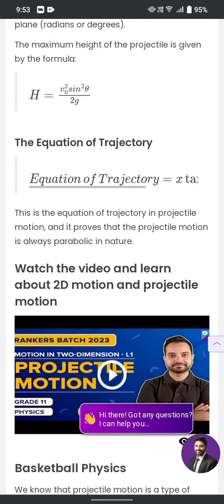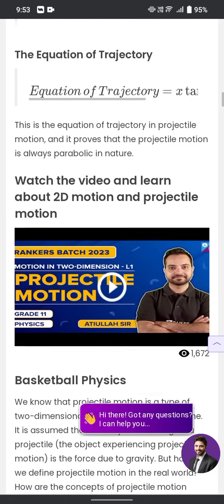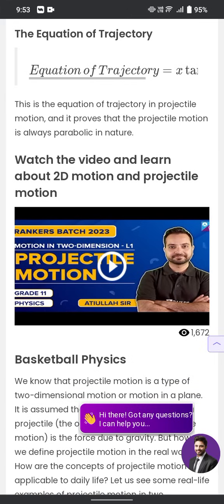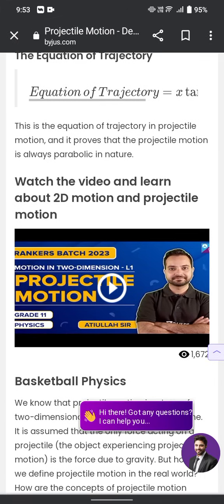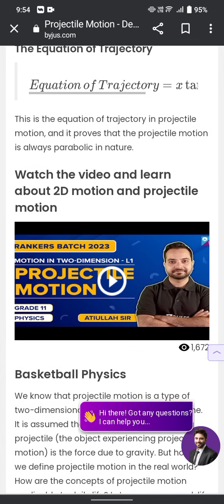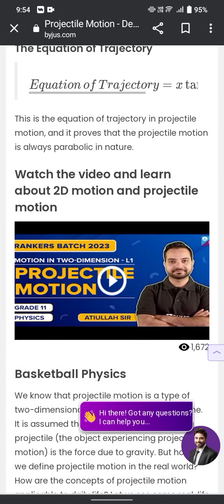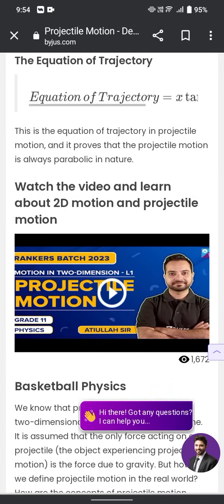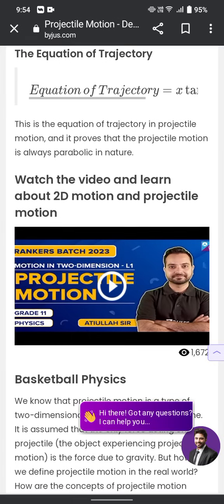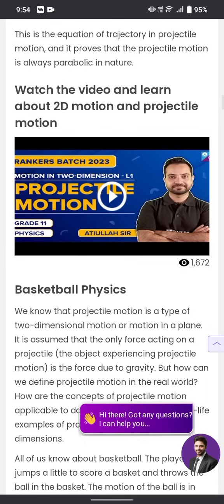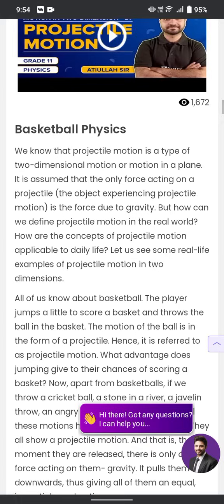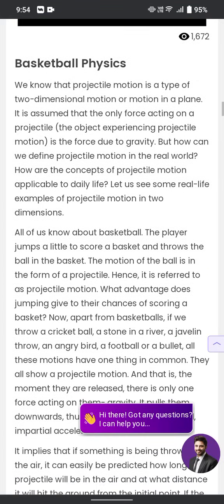The equation of trajectory. This is the equation of the trajectory of projectile motion, and it is proved that projectile motion is always parabolic in nature. Basketball physics.